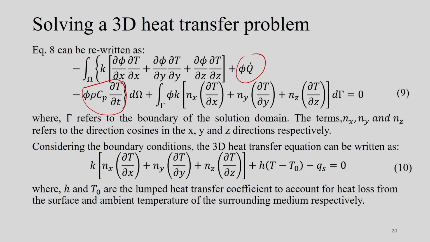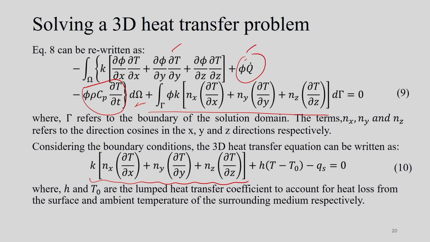Now, if we put this in the weighting function and discretize, applying Green's theorem, we convert the volume integral to a surface integral. So there is a volume integral, this part plus this volume integral, and this corresponds to the surface integral. Now we replace this surface integral term by putting in the appropriate boundary condition. In general, the mathematical form of the boundary condition can be written like this. This indicates the heat that is conducted at the surface.